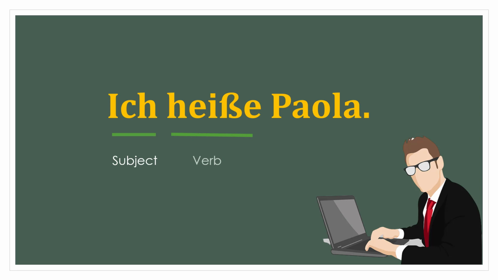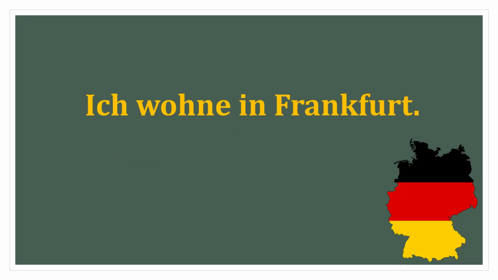Let's look at another sentence which you have already done. Ich wohne in Frankfurt. Ich ist Subject und wohne ist Verb.